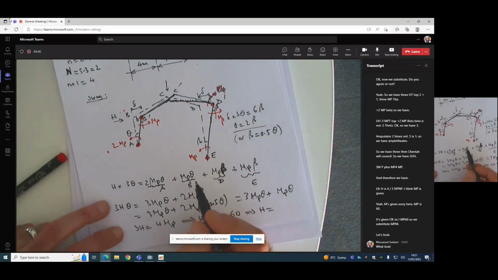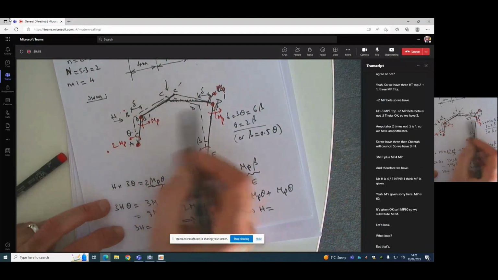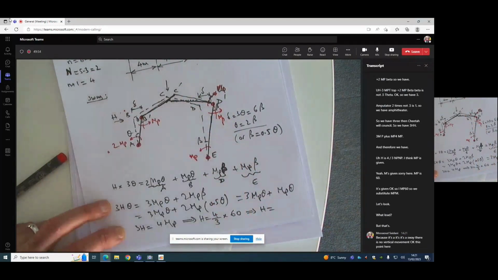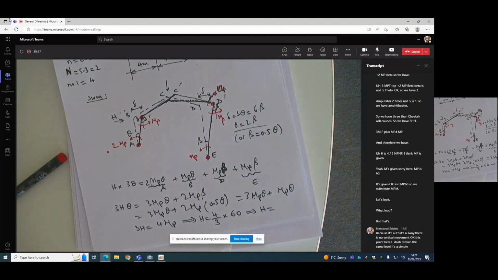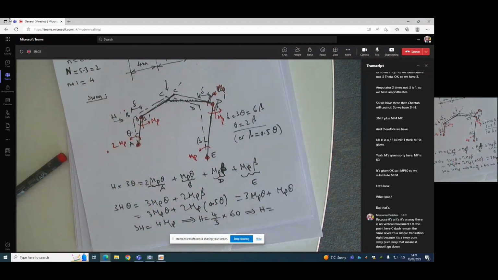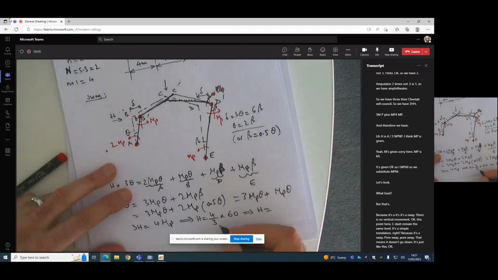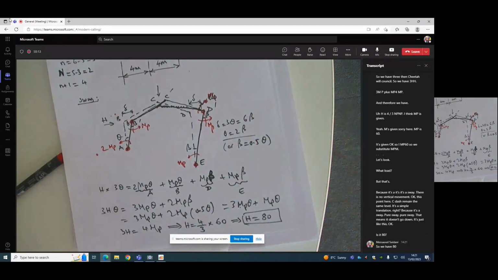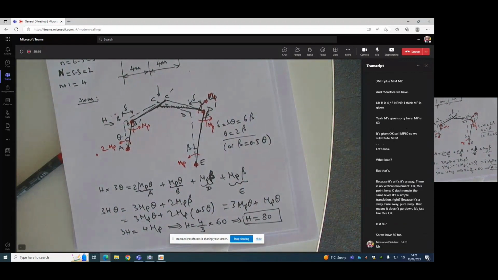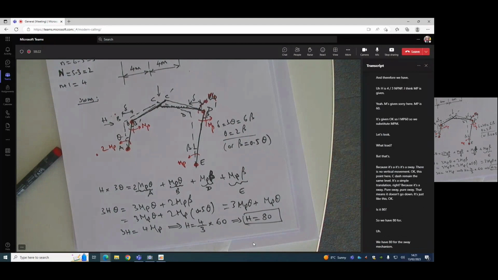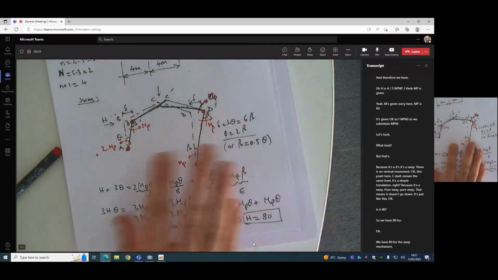What load? Because it's a sway, there is no vertical movement. This point here, C and C dash, remain at the same level. It's a simple translation, right? Because it's a pure sway, that means it doesn't go down. It's just like this. Okay? Is it 80? So we have 80 for the sway mechanism. Is that okay? Any questions?